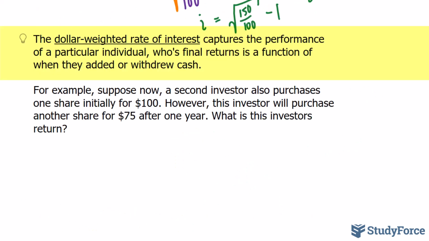You'll find that the dollar-weighted rate of return captures the performance of a particular individual whose final return is a function of when they added or withdrew cash. So this is more of a personalized interest rate versus one that captures the overall stock.